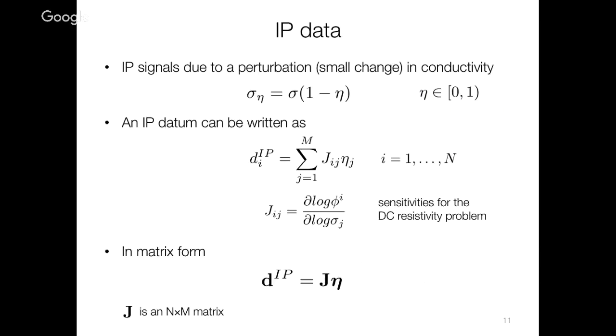So that means that I can write any IP data as a matrix vector product, where this matrix here is a sensitivity matrix, and this eta here is a pseudo chargeability that's got the same units as this. Okay?